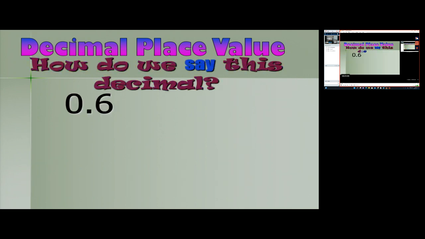How about this one? What is that number? How do you read it? Again, if that is 0, you don't need to read it. So just read the decimal number. 6 tenths. Okay, very good. That is 6 tenths, since if it's 0, we don't read it.